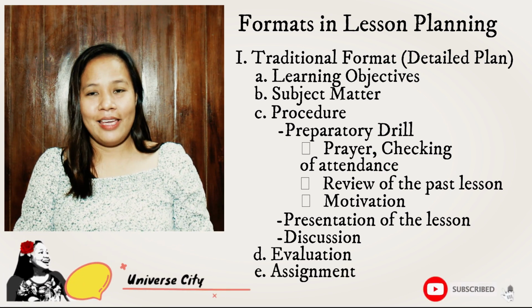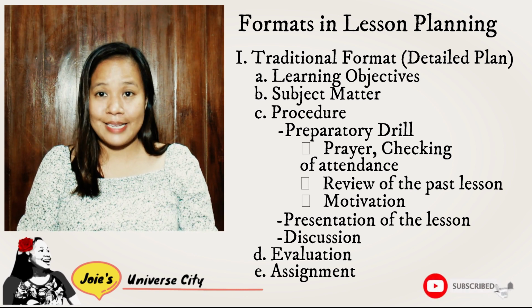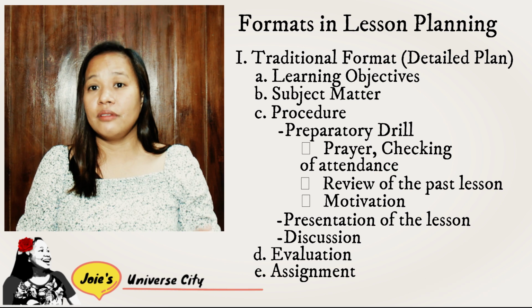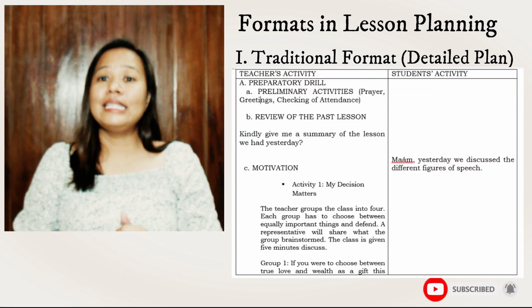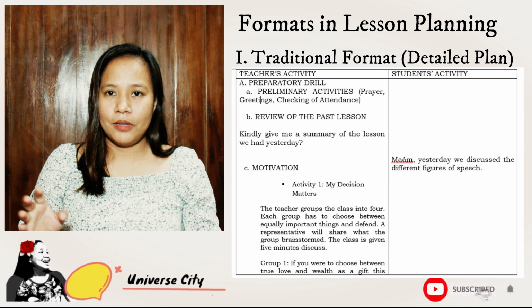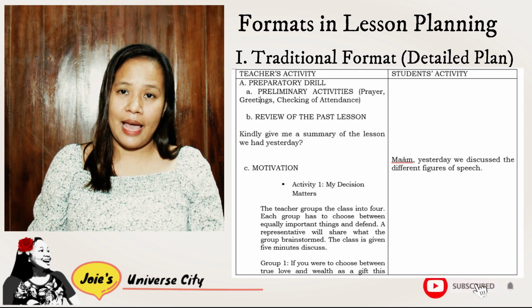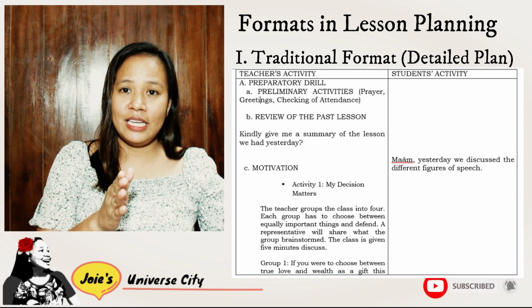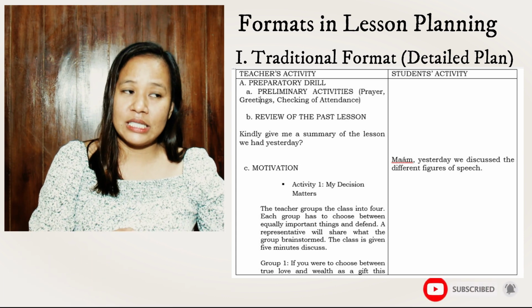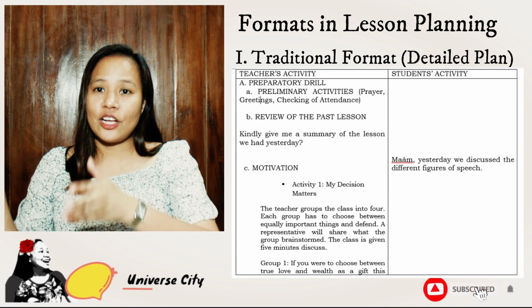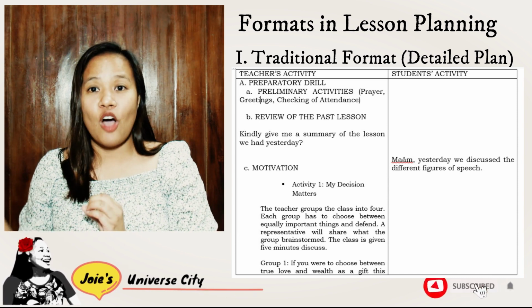So every day, because this is the last part of the lesson plan, you have to give them an assignment. Okay, so that's the format of the traditional plan. In the detailed planning, as you can see here in this particular slide, you must have 2 columns. The first is the teacher's activity, the activity to be done by the teacher, and the second one is the students' activity, the possible responses of the students.